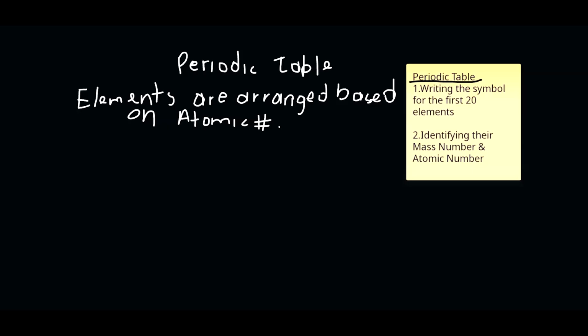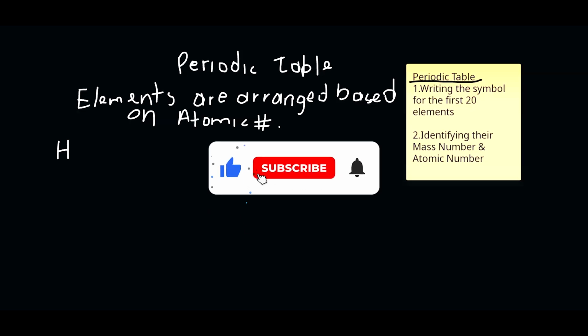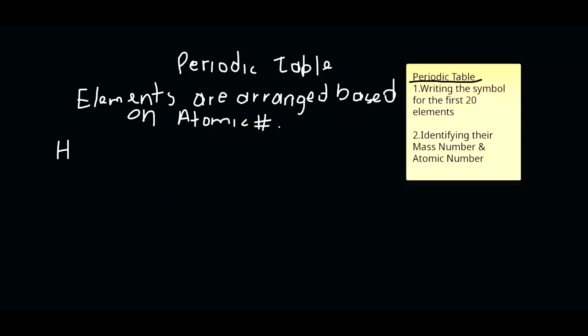The first element that we normally see in the periodic table would be what, Morgan? What's the first element in the periodic table? Hydrogen. Good. In most periodic tables, they are arranged based on atomic number, and hydrogen would have that one beside it. So the symbol for hydrogen would be what? H. Good.